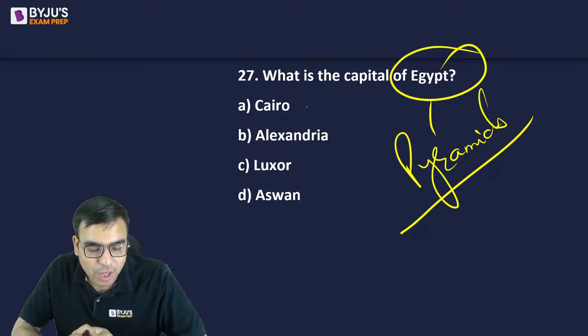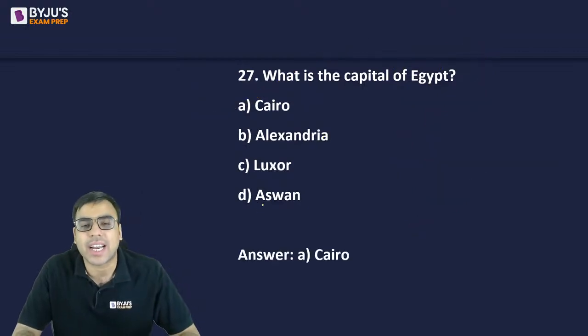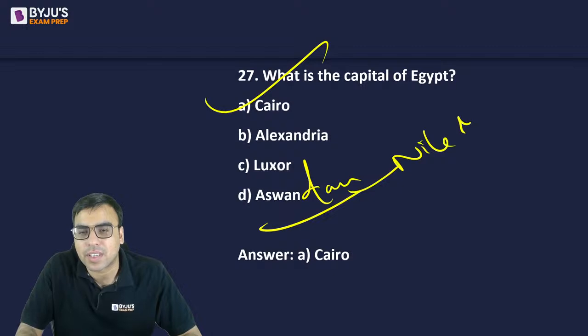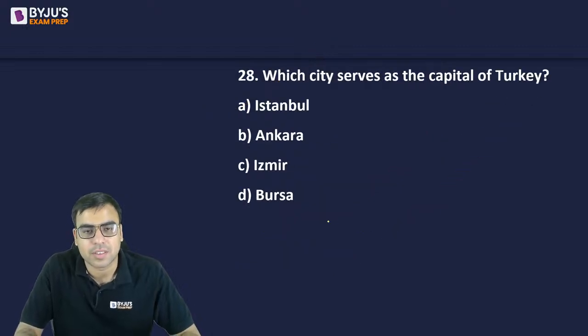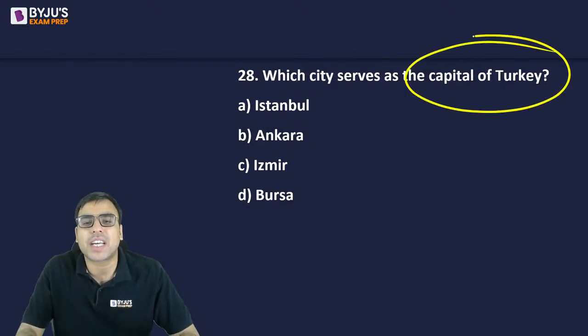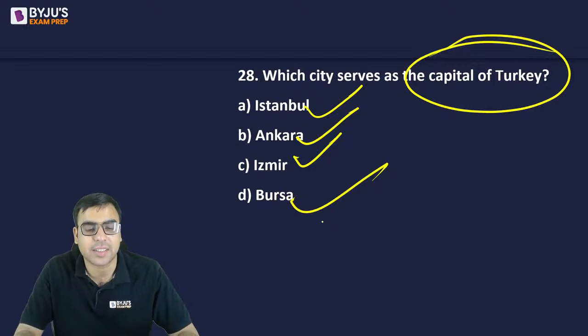North Korea capital Pyongyang. Yes, Shivani Mishra, you were right. The capital of Egypt is Cairo. So A is the right answer to this question. Aswan Dam is there, Aswan Dam on the Nile River. Okay, so you should be knowing this. The next is the capital of Turkey: Istanbul, Ankara, Izmir, Bursa. What is the right answer?